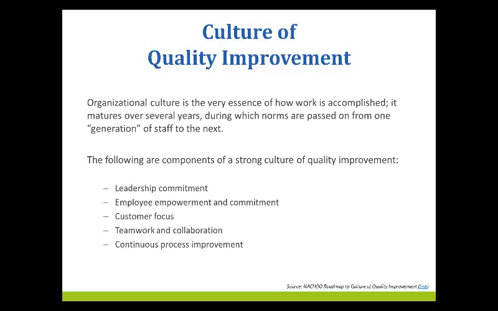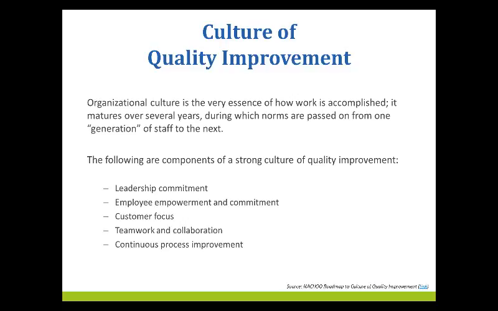When a quality culture is achieved, all employees, from senior leadership to frontline staff, have infused quality improvement into the way they do business daily. Employees continuously consider how processes can be improved, and quality improvement is no longer seen as an additional task, but a frame of mind in which the application of quality improvement is second nature. Organizational culture is the very essence of how work is accomplished. It matures over several years, during which norms are passed from one generation of staff to the next.